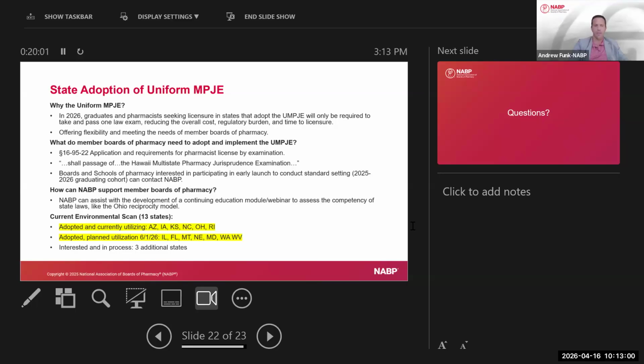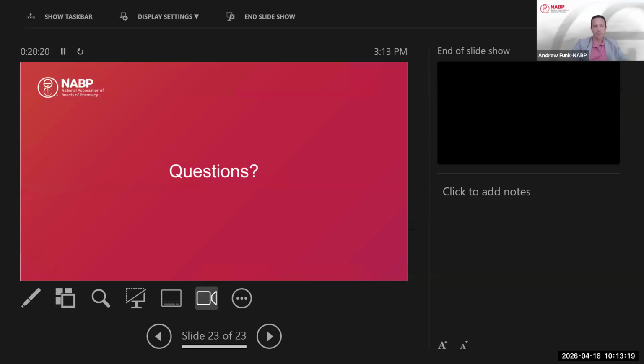And so in those states, they have been able to adopt the exam just through a matter of policy rather than regulatory change. I'll leave it up to you all to determine if you want to go down this road, of course, and what you would have to do to adopt the UNPJE. With that, I'd be happy to answer questions, whether on this or the early administration.